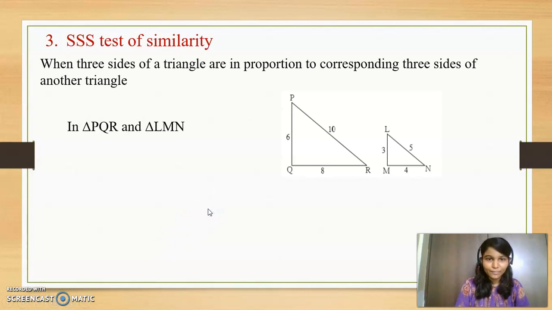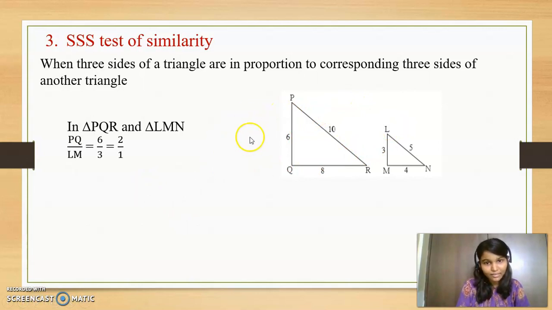This test of similarity, when can you prove this test of similarity? When three sides of the triangle are in proportion, then they will be said to be similar by SSS test of similarity. Means if PQ upon LM is equal to QR upon MN is equal to PR upon LN, then the triangles will be said to be similar by SSS test of similarity. Let us see. Are they same?